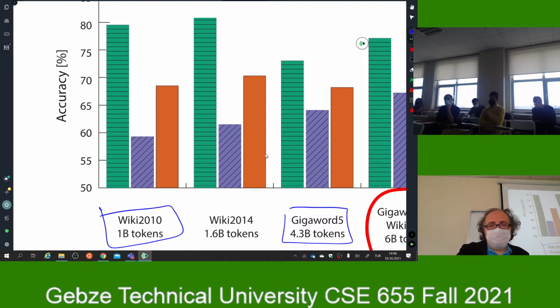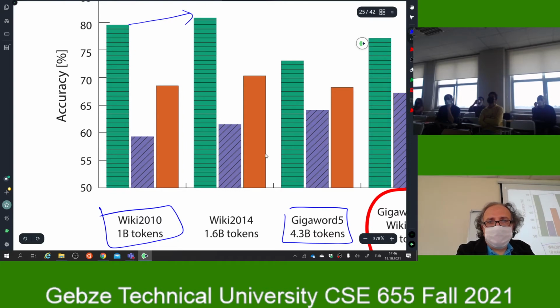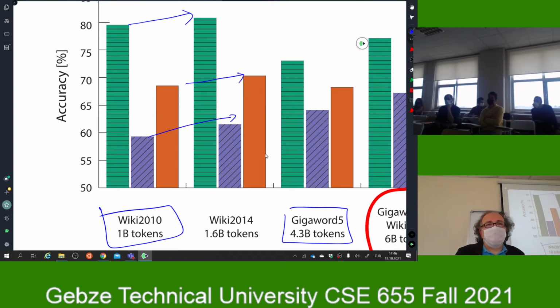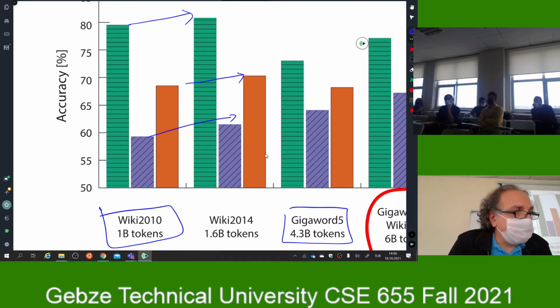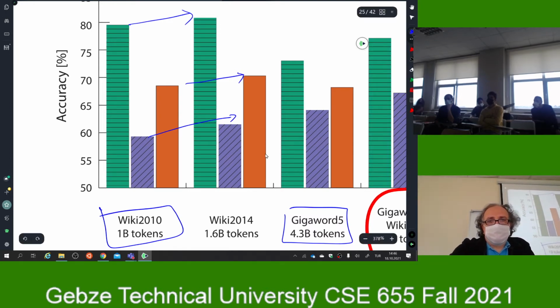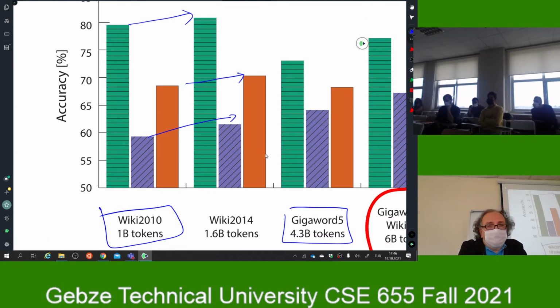Between these two, I see the difference. This one goes up, this one goes up, and this one goes up. Just a little bit, but a 5% difference is not bad. But I don't see the same thing from 1 billion tokens to 4.3 billion tokens, like 4 times more data. I am doing worse. Why do you think the performance is getting worse?